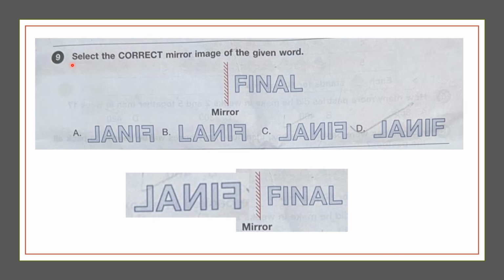Question number 9. Select the correct mirror image of the given word FINAL. So if we see F, it will be reversed like this. I will remain the same, N will become like this, A will remain the same, and L will be reversed. So the correct mirror image will be option C. So our answer is option C.